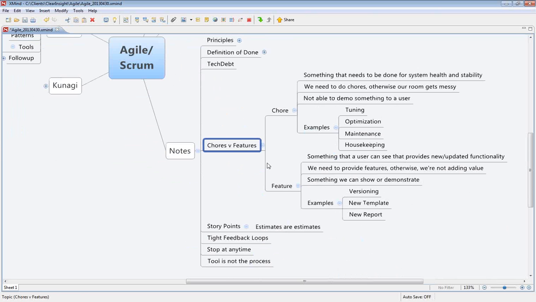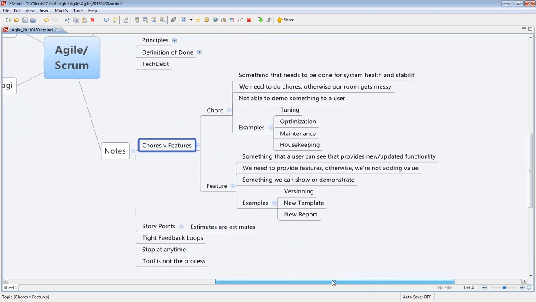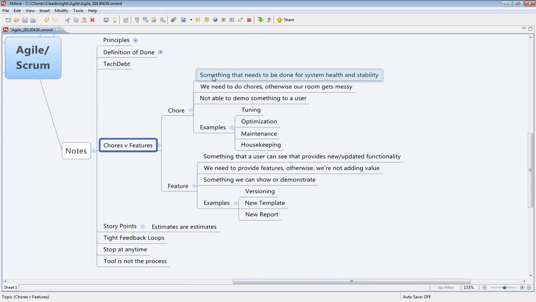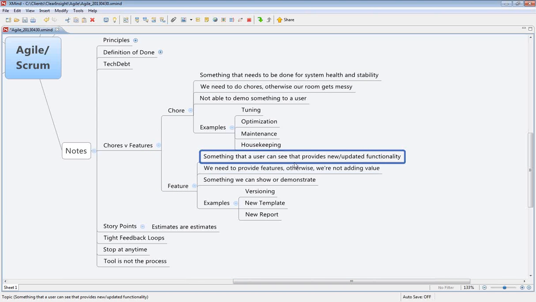Chores and features. So I want to talk about how we have something called a chore and something called a feature. Features are what everyone wants us to do all the time. This is something that a user can see that provides new and updated functionality. We need to provide features, otherwise we're not adding value.